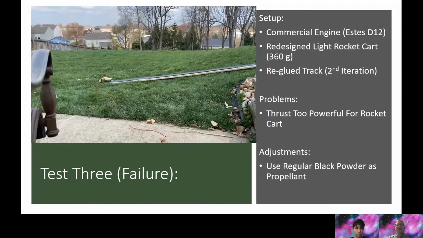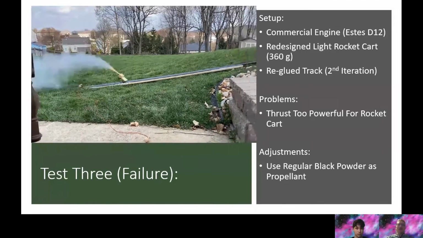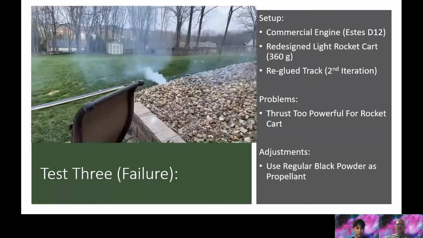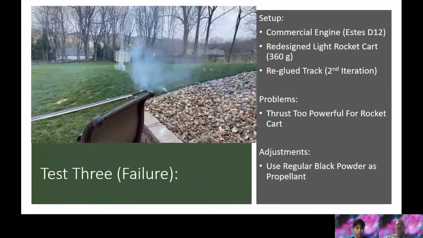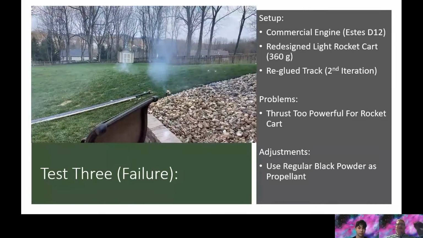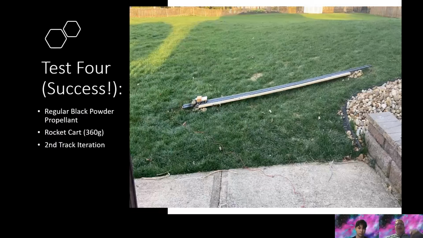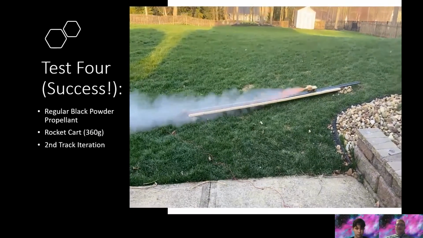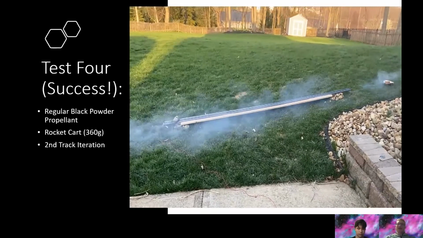Now, in this video, you'll see that the commercial engine that we bought, the Estes D12, proved to be way too powerful for this iteration of our rocket cart. So we decided that the problem was actually our propellant. So we used regular black powder as a propellant for this next test. And as you can see from the slide, it was a total success. In the video, it just goes cleanly up the ramp, and this can definitely be used for video analysis of the thrust of this model engine.